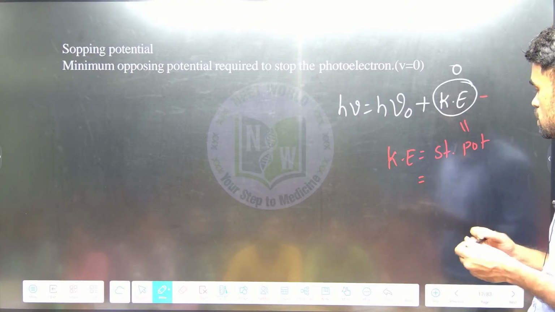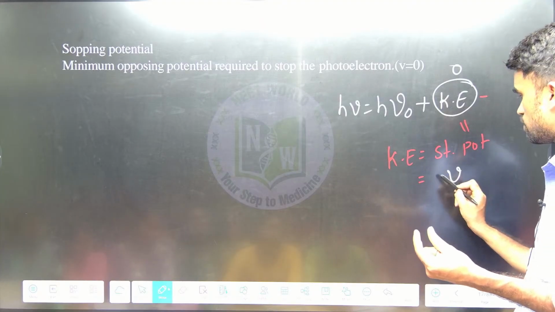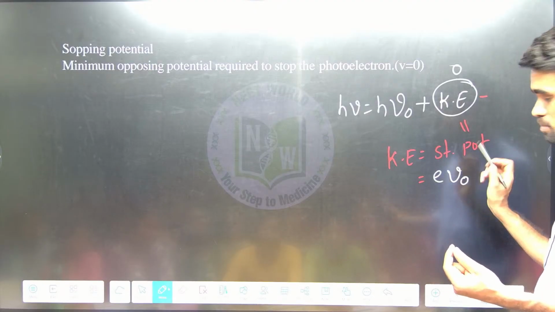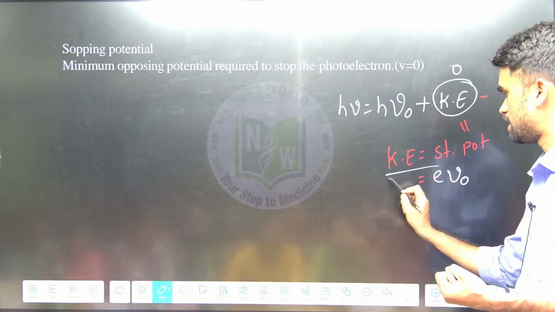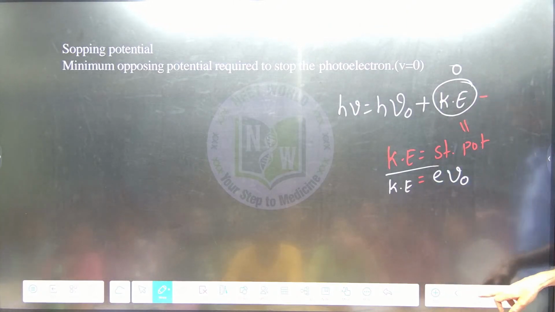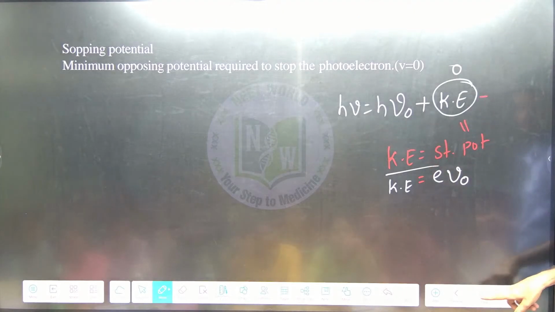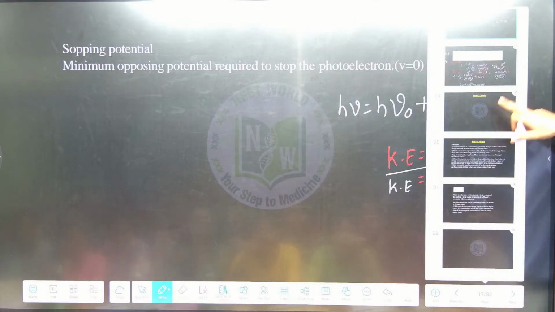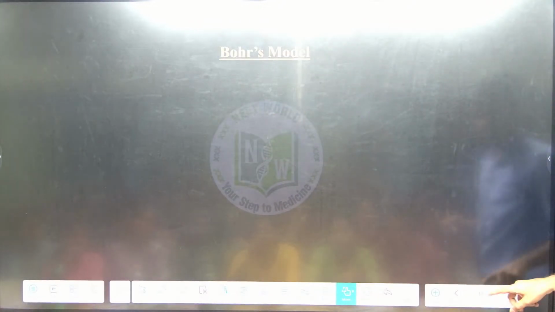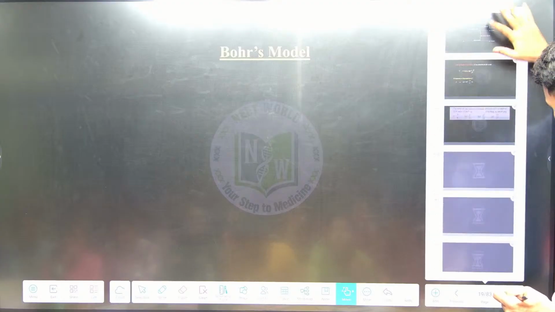So stopping potential you can write in terms of charge into potential. For the electron there will be a charge, so e into V, where V is the potential symbol, and here kinetic energy, so you can use half mv square also there. Okay, that's it. Next, we will be discussing Bohr's model. On the photoelectric effect we can also discuss a few more questions, but we have very less time actually.